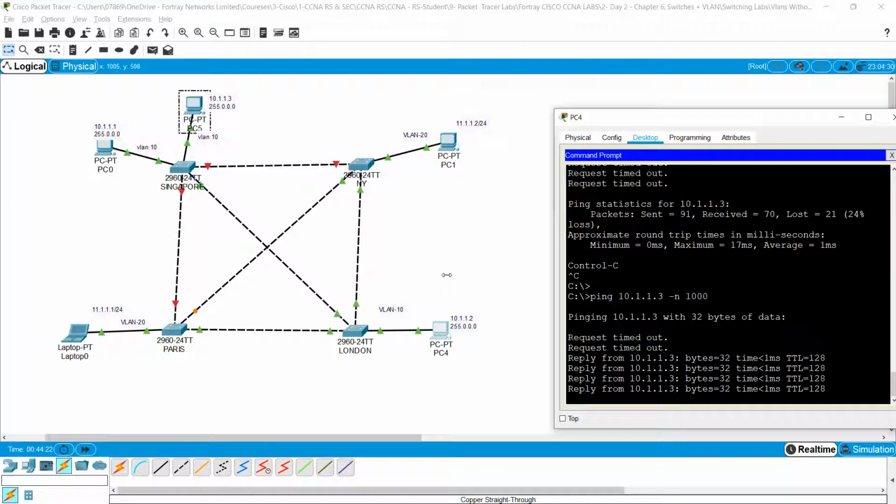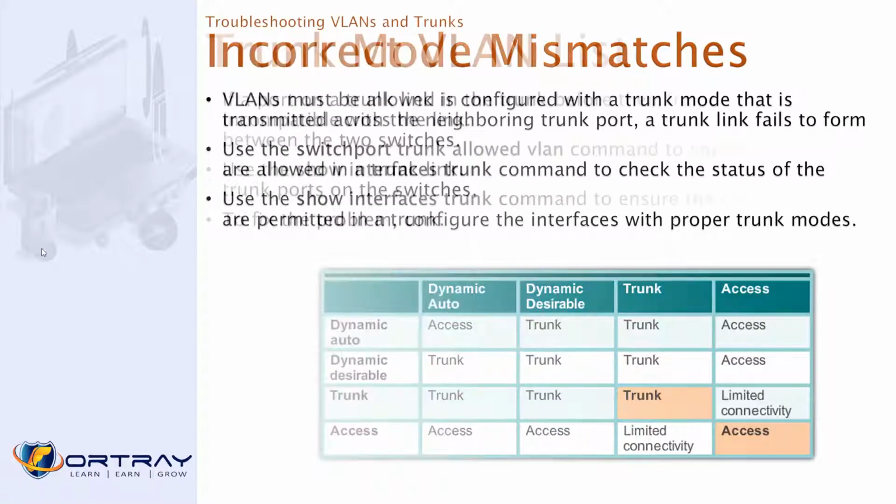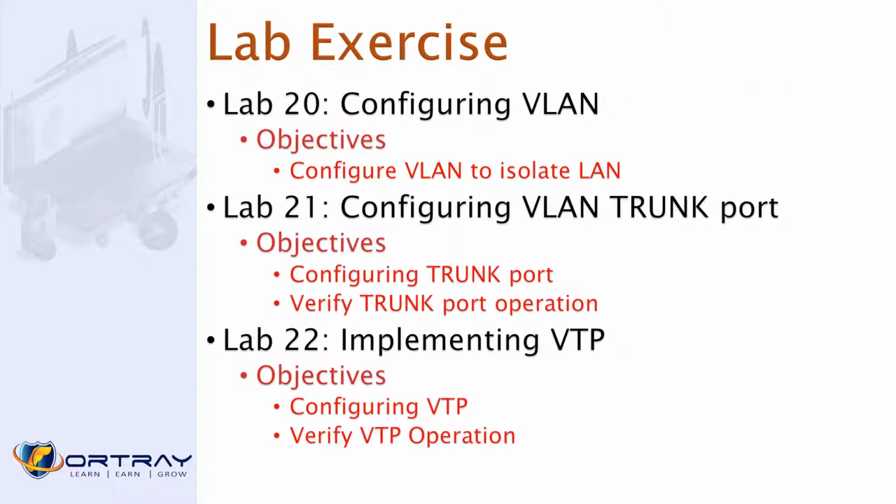Now you see the VLAN is okay. That's very critical. The trunk also, we already discussed trunk as well. A VLAN must be allowed in the trunk before the frame can be transmitted. Use the switch port trunk allowed VLAN command. Make sure the VLAN exists in the command line.